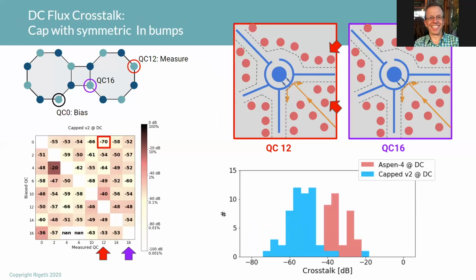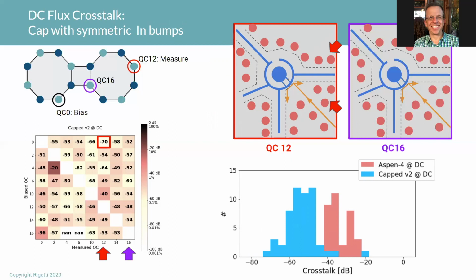So we went and fabricated a new set of caps where we now have a symmetric indium bump. So QC12 looks identical to QC16 in the layout. And what we see starting with the matrix on the left is that all of a sudden when we measure qubit 12, it's not any more sensitive than any other qubit, especially compared to qubit 16.